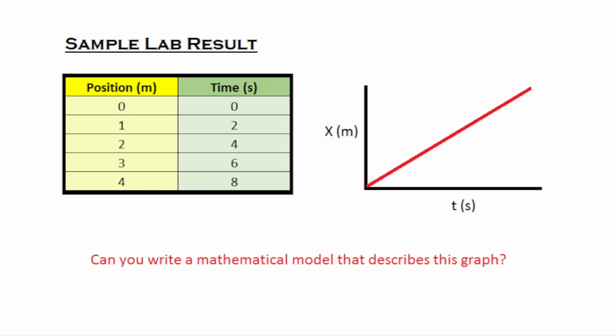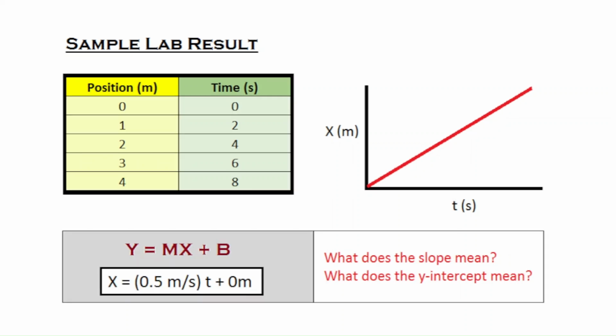If we were to graph this as position versus time, we'll get a nice linear graph shape. And now we want to write a mathematical model that supports this graph. Because the graph is linear, I can analyze it with y equals mx plus b. My y-axis variable is position x, so I'll sub that in. My x-axis variable is time t, so I'll sub that in as well. And I can use the data to find the slope and y-intercept as 0.5 meters per second and 0 meters respectively. But what do these numbers mean? Let's look at a few examples to try to make more sense out of them.